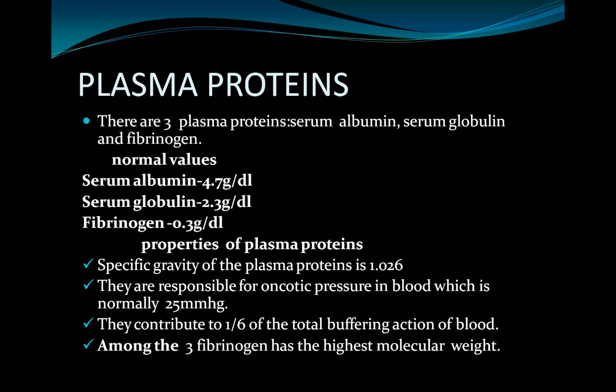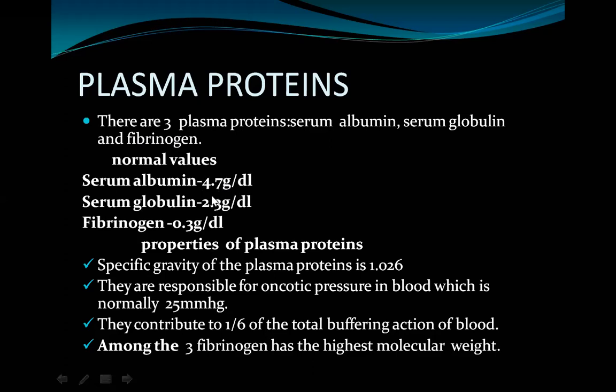When you talk about the plasma proteins, what comes to mind is that you just remember the three major plasma proteins that include serum albumin, serum globulin, and fibrinogen. Fibrinogen is not contained in serum, that's why we don't name it serum fibrinogen. It's just fibrinogen.